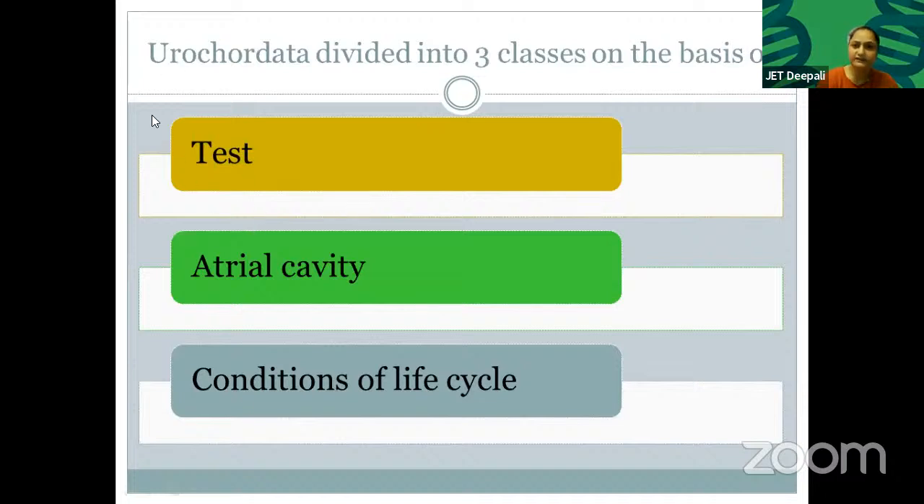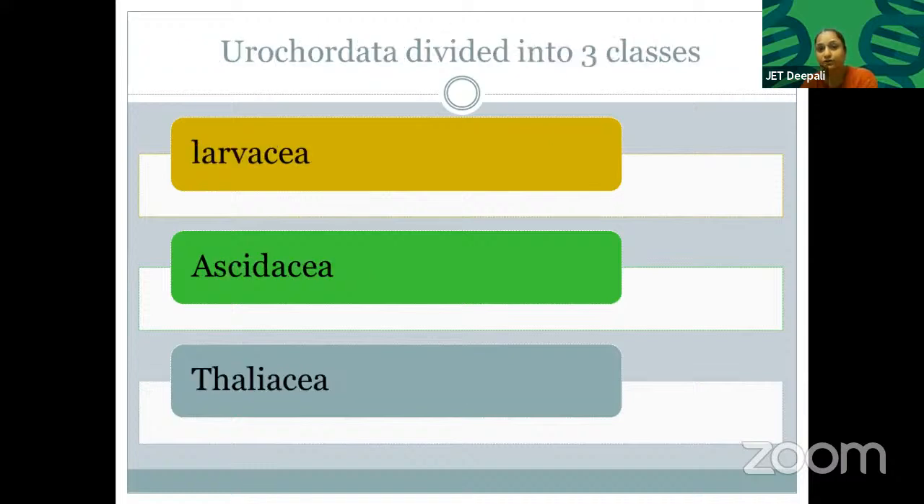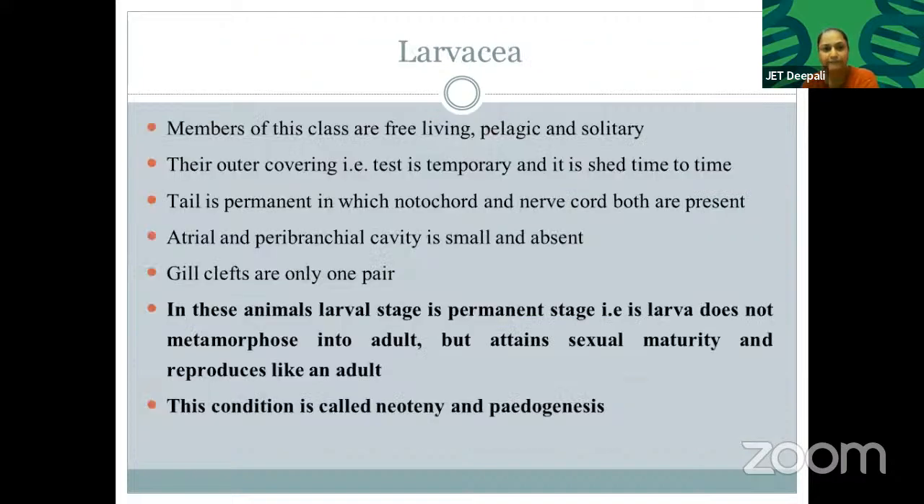Urochordata is divided into three classes on the basis of what? The basis of their division: test or tunic, a thick cuticle over their body; atrial cavity; and conditions of life cycle. These are the three bases on which they are divided into three classes. First is Larvaceae, second is Ascidiacea, third is Thaliacea. Larvaceae members are free living, pelagic, and solitary.